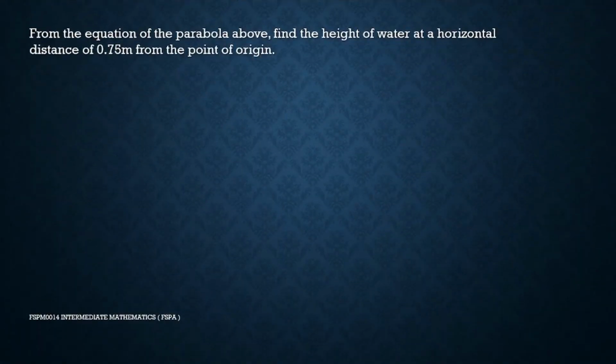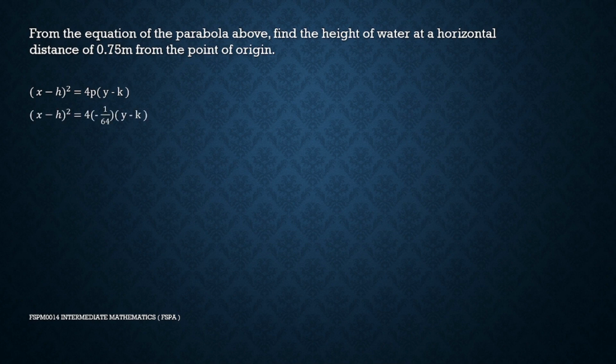Okay, for the continuing question, it asks us, from the equation of the parabola above, to find the height of the water at a horizontal distance of 0.75 meter from the point of origin. As we know the curve opens downwards, we need to use the equation (x minus h) squared equals 4p(y minus k).